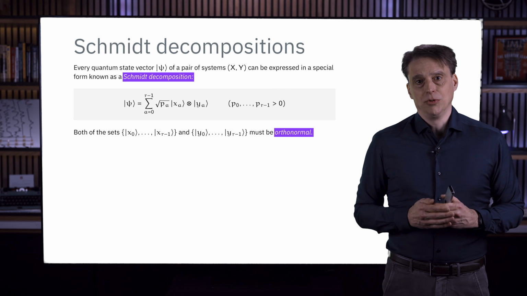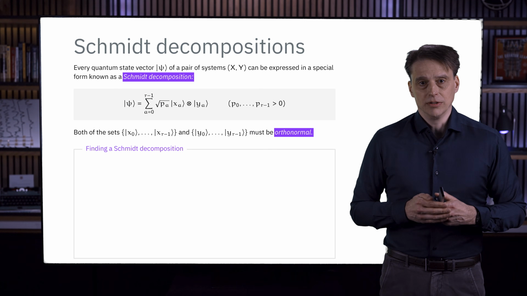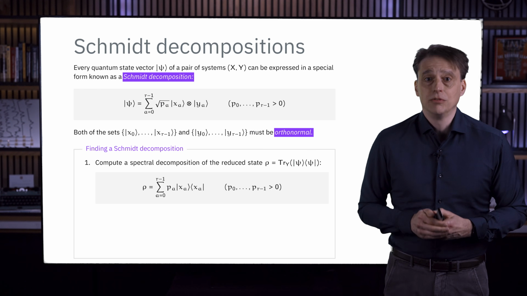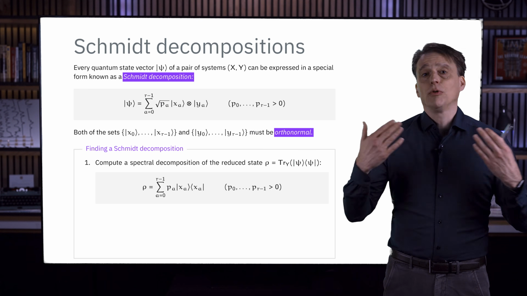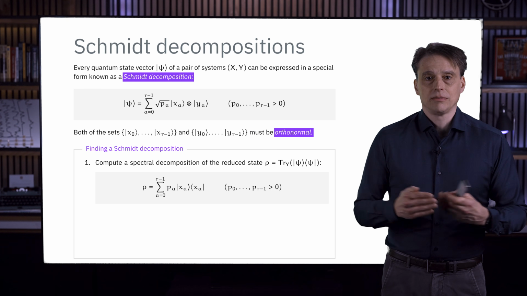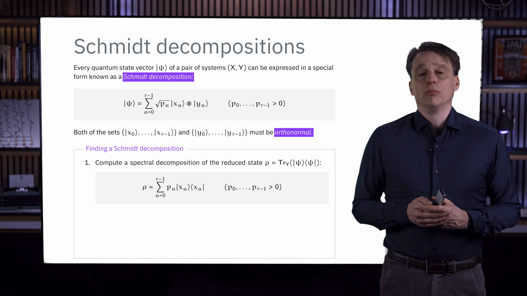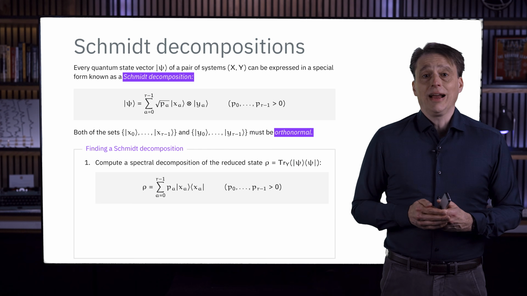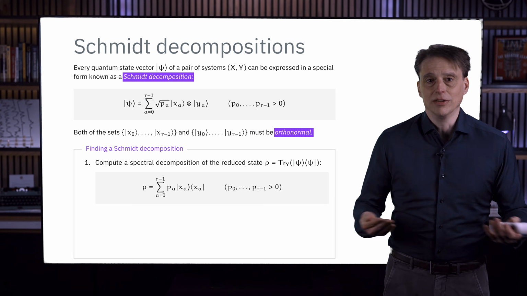But it is always possible to write a given unit vector psi like this, and here's how you can do it. First, compute a spectral decomposition for the reduced state of either of the two systems, it doesn't matter which, but for the sake of describing how this is done, let's look at the reduced state of x. So we're tracing out y. So that means that p0 through pr-1 are eigenvalues of this reduced state rho, and x0 through xr-1 are unit eigenvectors corresponding to these eigenvalues.